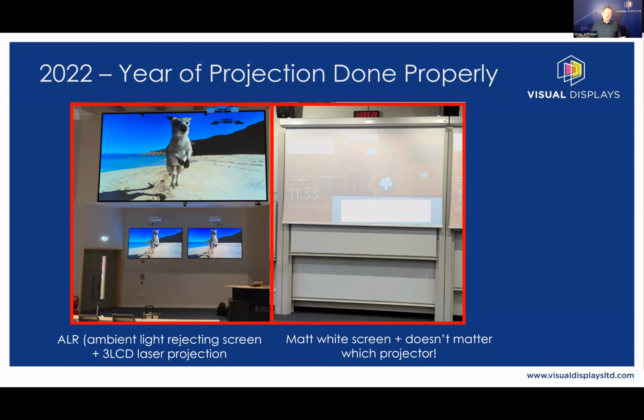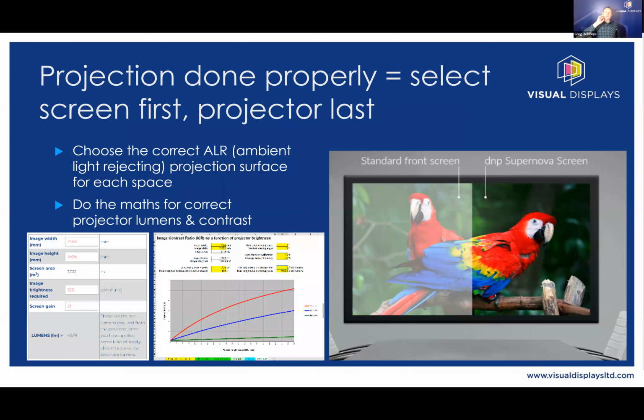Now, another thing about doing projection properly is that the conventional way of doing projection, you just have to flip that. Conventionally you'd see a spec where you go, oh, you need a projector of X thousand ANSI lumens and so forth. The way that we have to do it now in order to do this properly is to select the screen surface first. That's to say, choose the screen surface on the basis of the room conditions, the use of the room, wide viewing angles, the seating layout, all those kinds of things. And then, of course, don't forget having the size right as well.